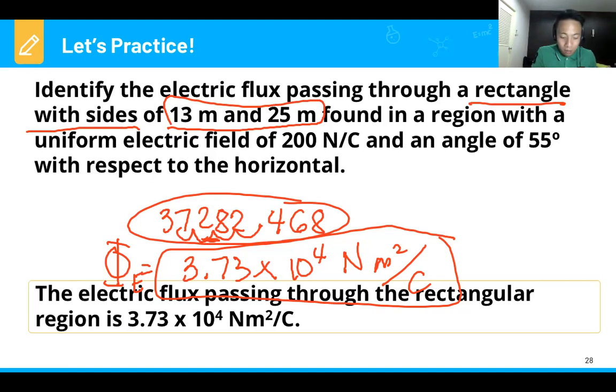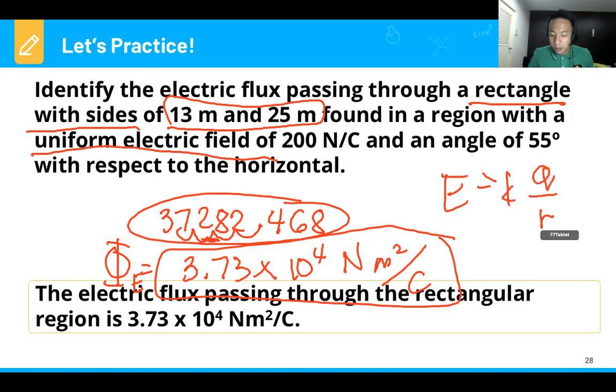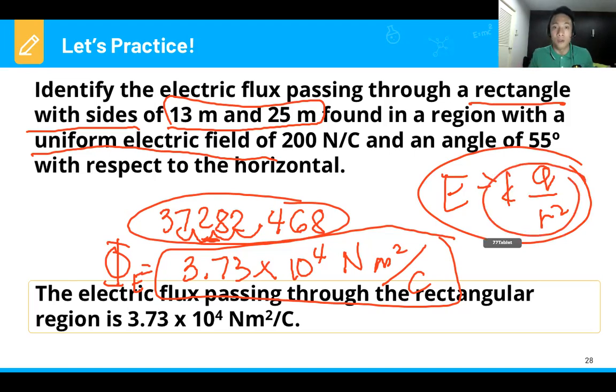Tandaan, this is already a uniform electric field, so hindi mo na gagamitin yung formula ng electric field na napaka-haba. Okay? But in case there is no such thing as a uniform electric field, you must know how to use this one also. Use this to combine the area and the cosine theta.